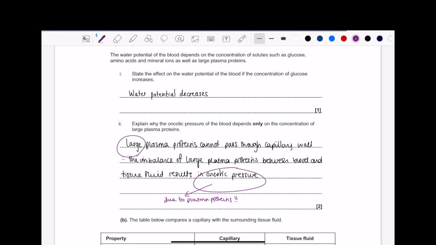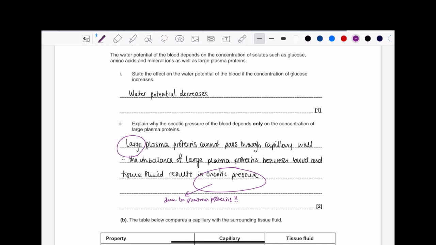And then, because there's those proteins, that creates an imbalance between the blood and the tissue fluid, okay? And that is the reason why we call it oncotic pressure. So if you're a bit confused about what I'm talking about, just go and look at the whole formation of tissue fluid diagram you can find on Google, even your textbook, and this is going to make so much more sense. You're welcome.